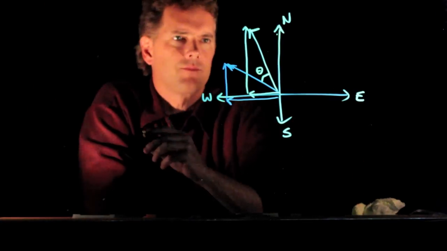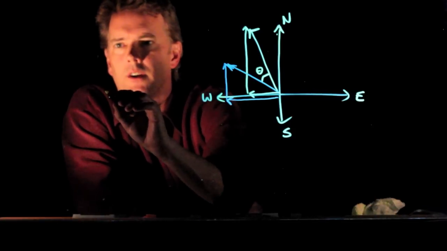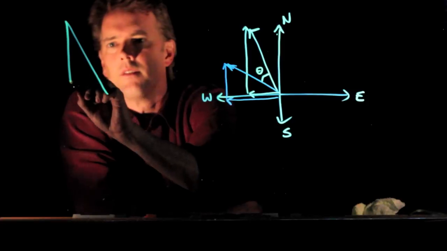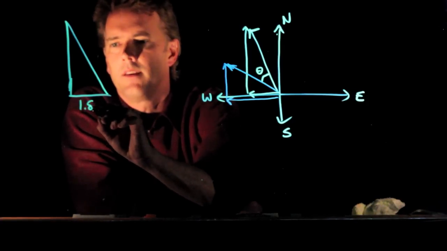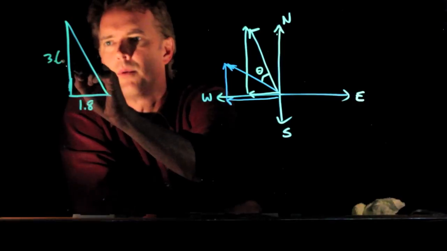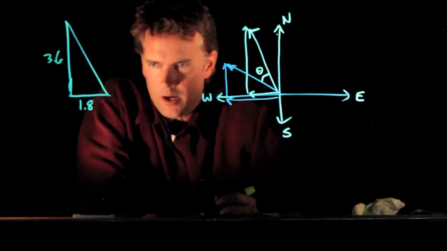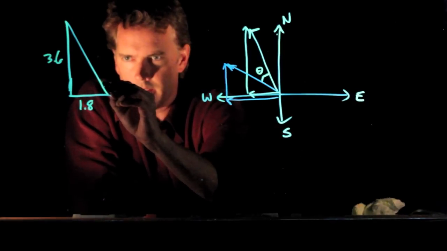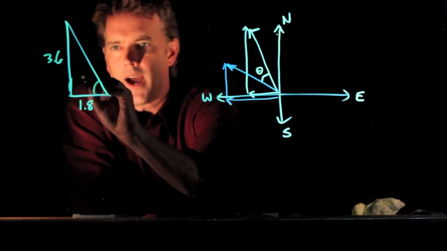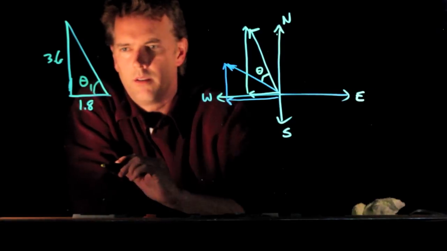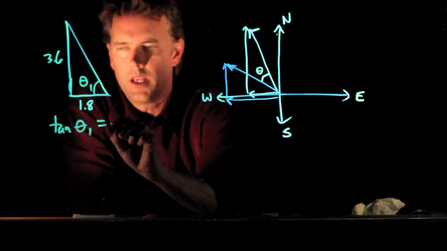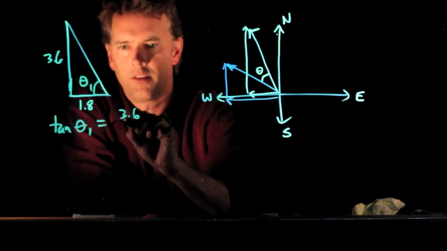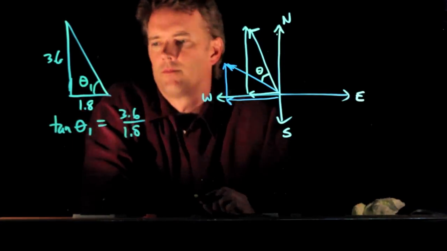Okay, so this triangle right here, we have 1.8 and 3.6. How do I calculate this angle? We'll call that theta 1. Well, we just use tangent, right? Tangent of theta 1 equals 3.6 over 1.8.